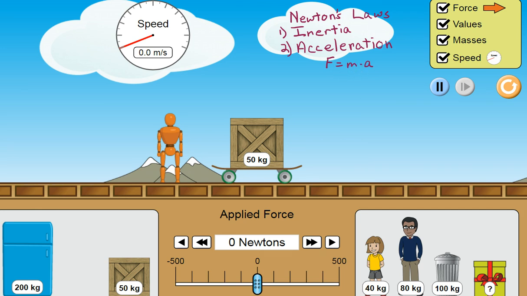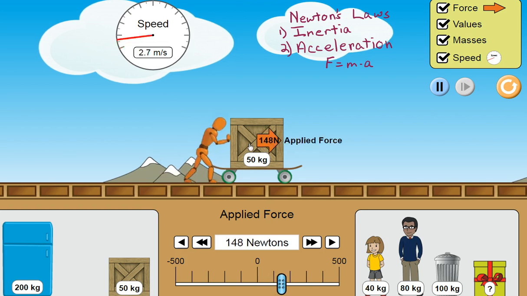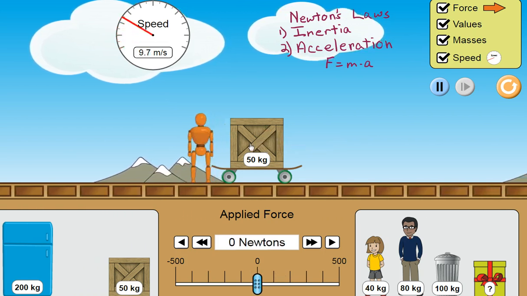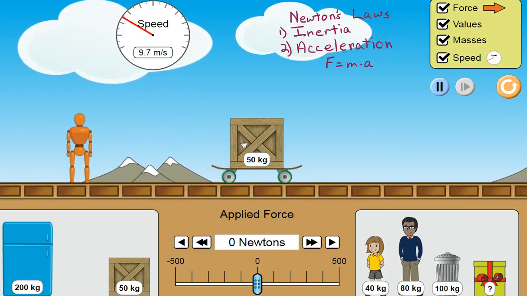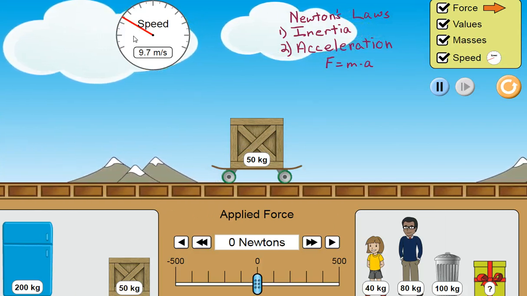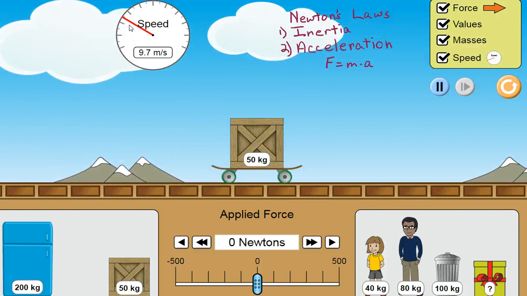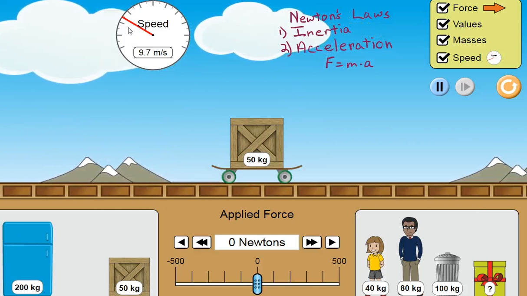But it's a little bit more complicated than that, and we can compare that with the law of inertia as well. So if we look at the simulation here, I'm going to take the mat, apply a force to it, and then we'll see the object move, and we'll see how it moves by keeping an eye on the speedometer here. So I'm going to apply a force, and then I'm going to let it go, and you can see that it's maintaining a constant speed of 9.7.